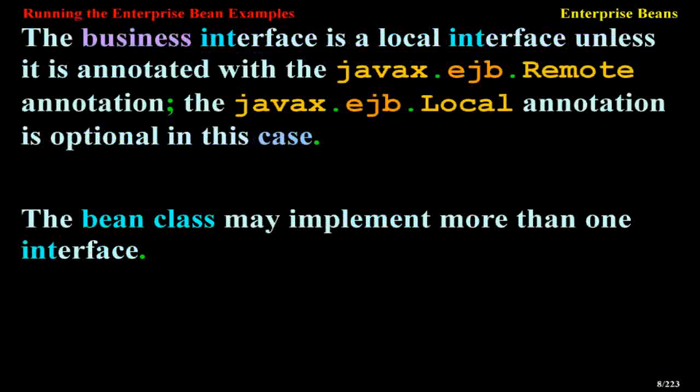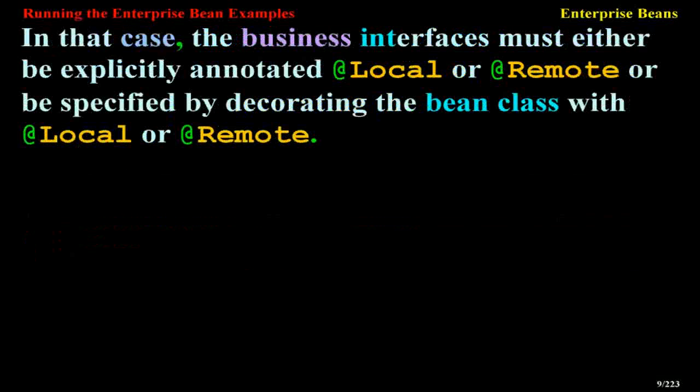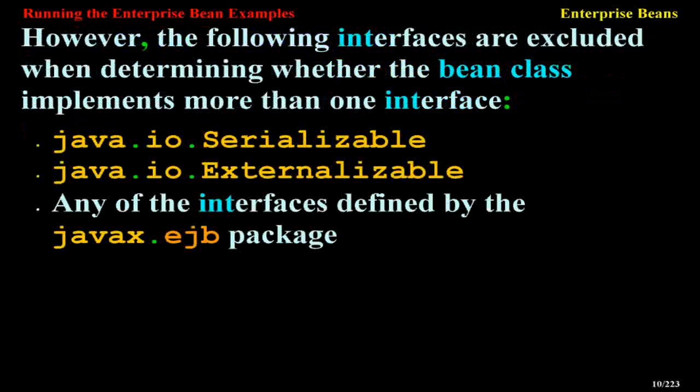The bean class may implement more than one interface. In that case, the business interfaces must either be explicitly annotated Local or Remote, or be specified by decorating the bean class with Local or Remote. However, the following interfaces are excluded when determining whether the bean class implements more than one interface: java.io.Serializable, java.io.Externalizable, any of the interfaces defined by the javax.ejb package.